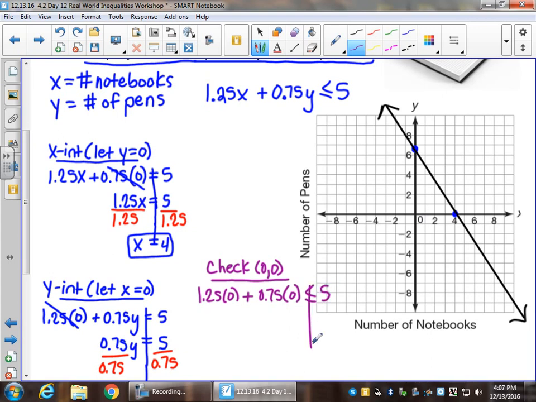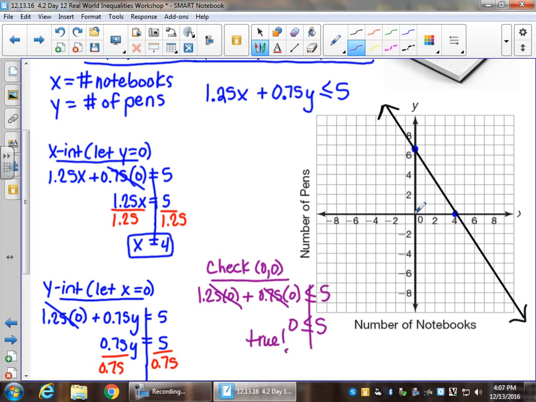So notice, when we move back into the check, we're back to having an inequality sign because I'm ultimately looking for a true or false statement. This is 0, this is 0, 0 less than or equal to 5, true or false? Is 0 less than or equal to 5? Yes, it is. True.